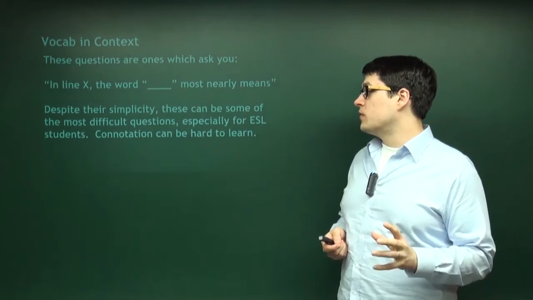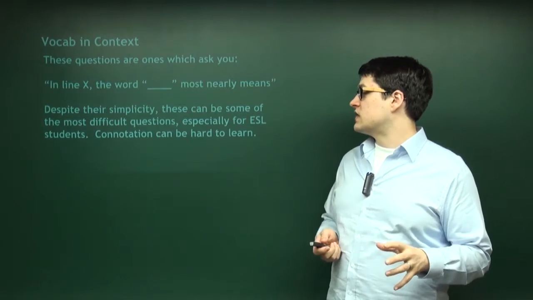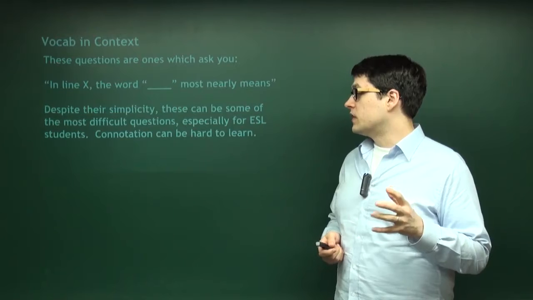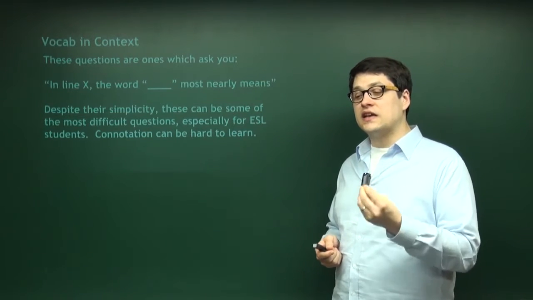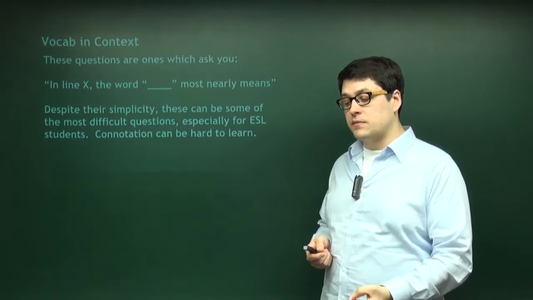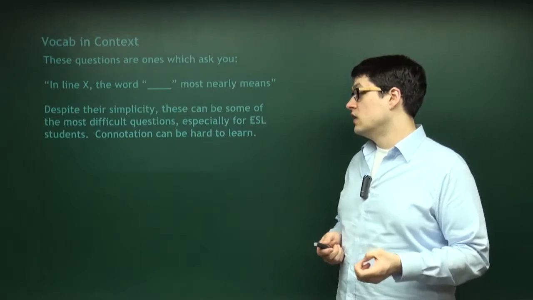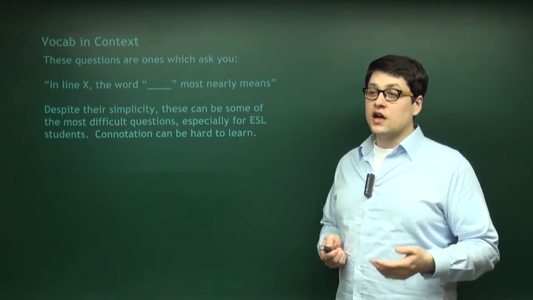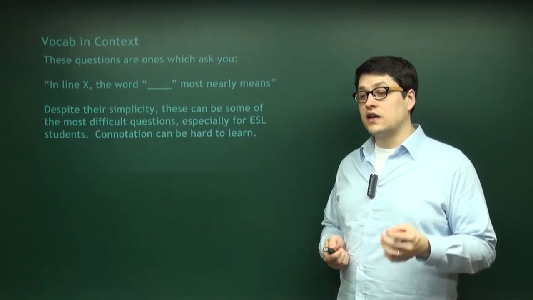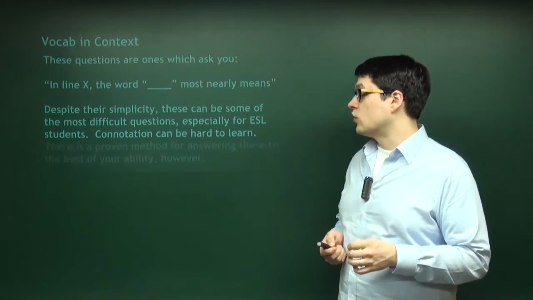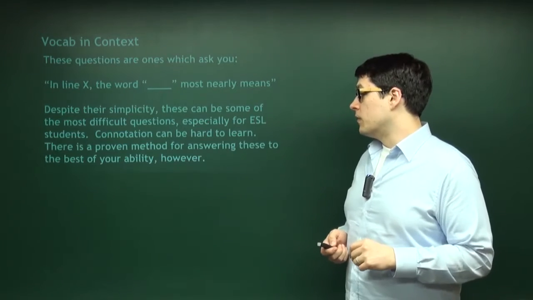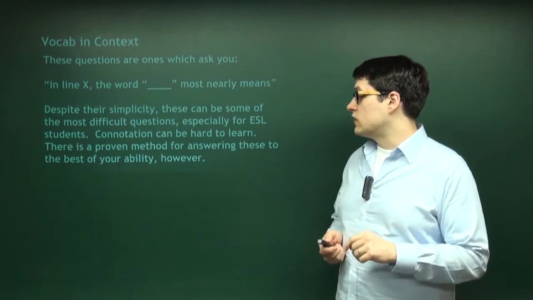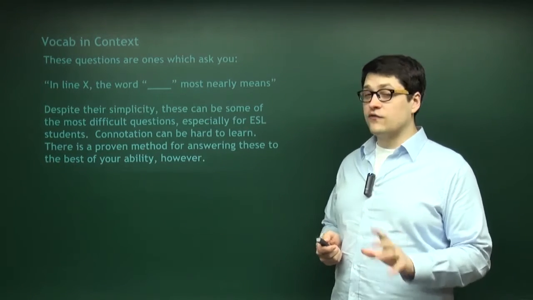But they can be some of the most difficult questions, especially, as I said, for ESL students, because connotation and meaning in the text can be difficult to master. So even students that score over 700, 800, can have a hard time with these because it can be a very delicate difference, and they're hard to prove or disprove. But there is a proven method for answering these to the best of your ability, and it's pretty simple.